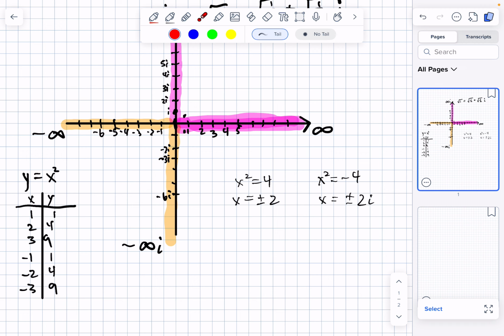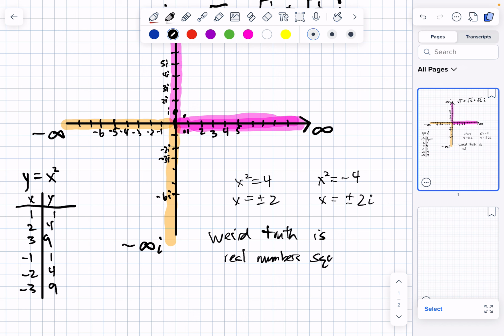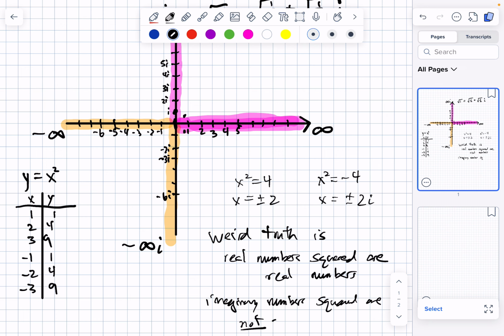The positive and negative both do the same thing, but what they do is not the same, so that's a weird truth. The weird truth is real numbers squared are real numbers, but imaginary numbers squared are not. And that is the strange thing that I got to wrap my head around today.